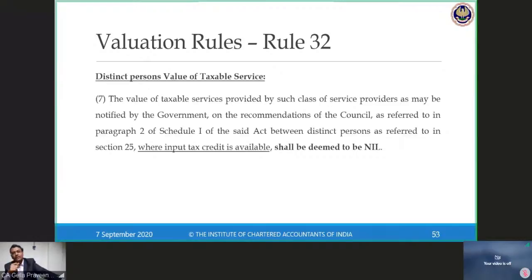For the purpose of Schedule 1, though there is no consideration, it is deemed to be a supply under Schedule 1, Section 7. For that particular aspect, they are saying that because your Pune unit is in a position to take input tax credit, the value shall be deemed to be nil. So please understand, wherever there is a distinct person transaction, head office to branch, branch to head office, wherever there is a service involved, the value of that service shall be deemed to be nil because the other unit is in a position to enjoy its input tax credit.